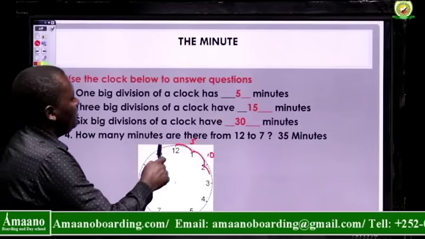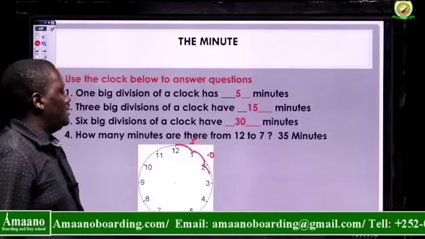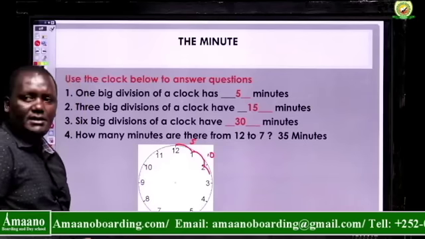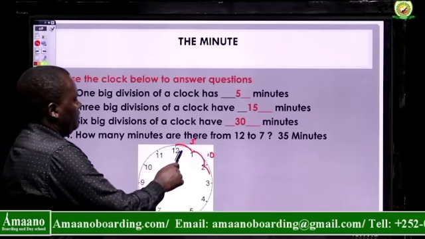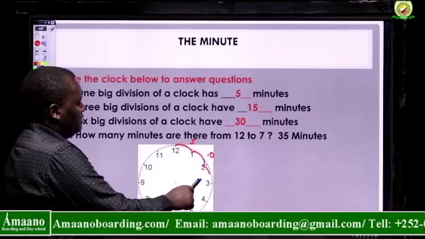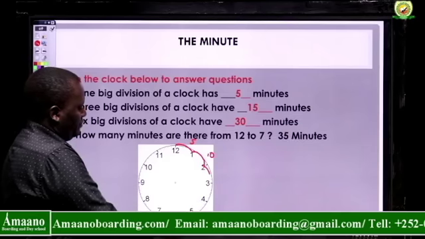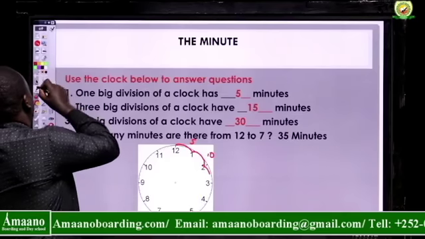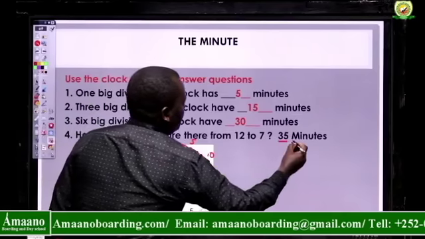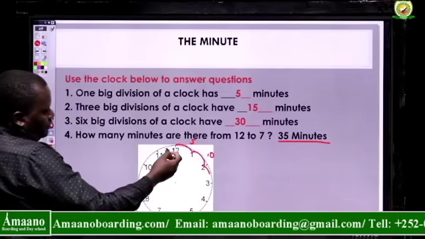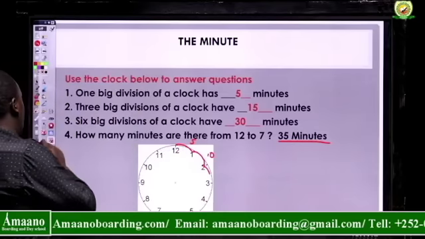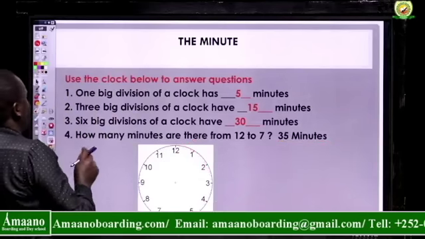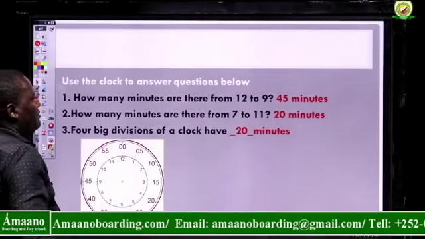How many minutes are there from 12 up to 7? 12 is here and 7 is here. How many minutes are those? This is 5, 10, 15, 20, 25, 30, 35. We have 35 minutes. That is from 12 up to 7.